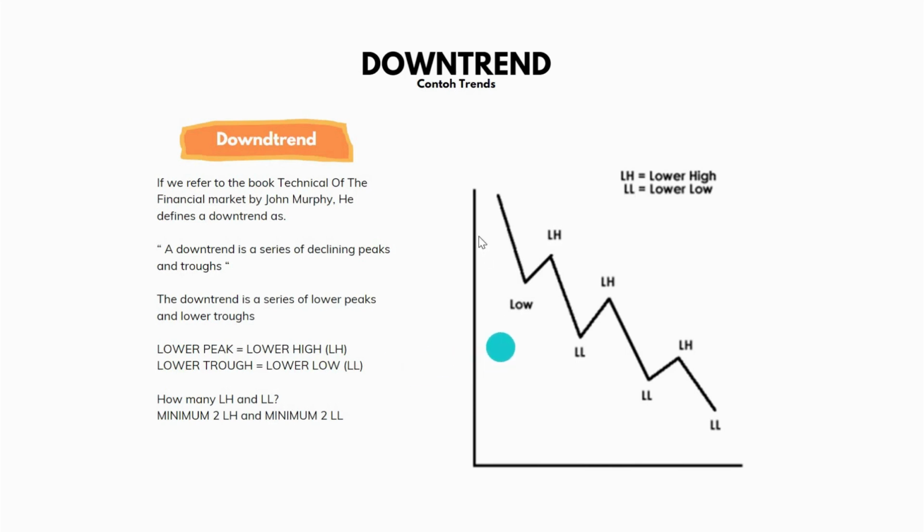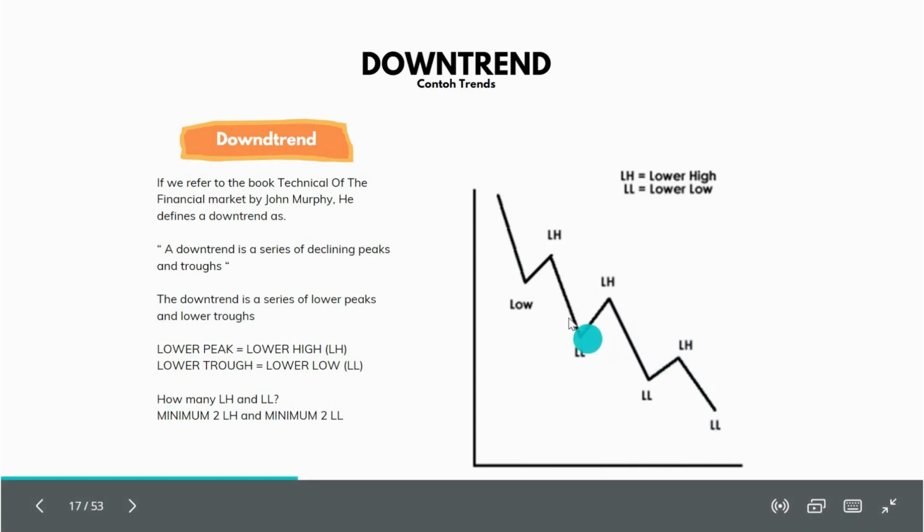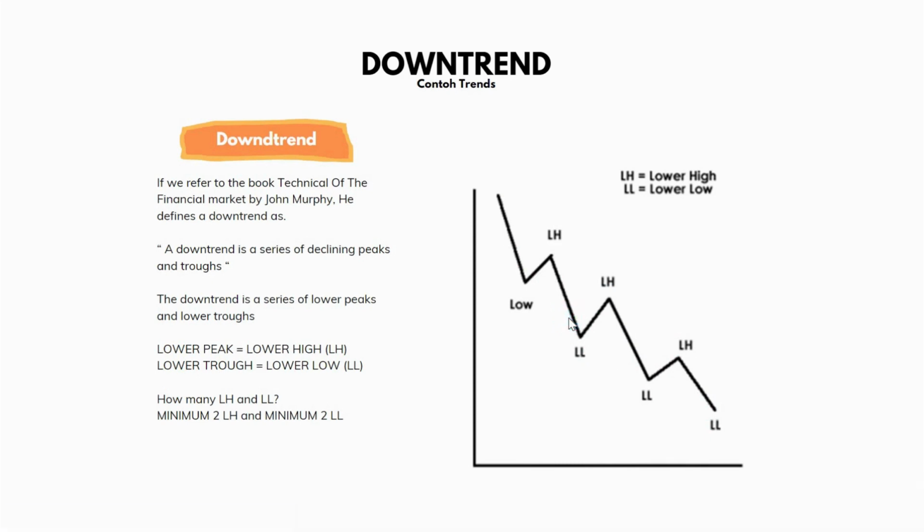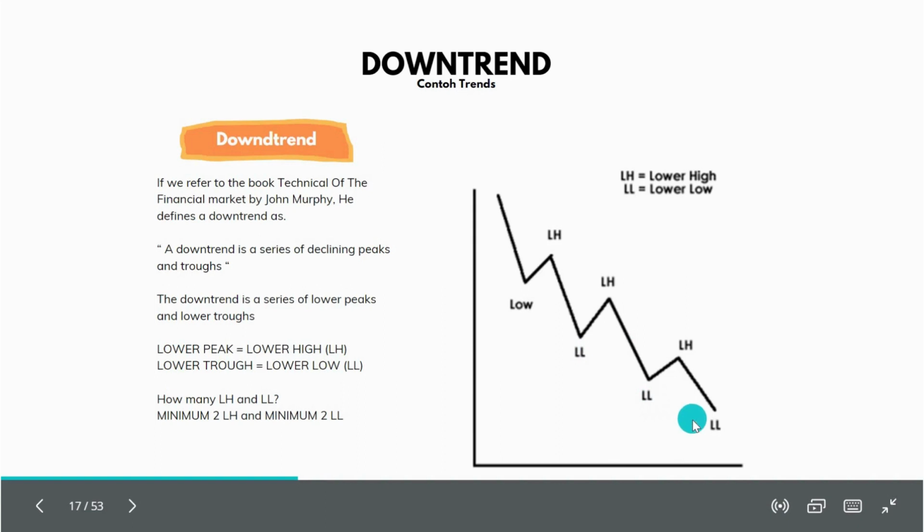Okay, see at this graph. This is downtrend. Why do we call it downtrend? Because you see, they make a low and then make a lower high first, make a lower low, and then make a lower high, and then a lower low, and then a lower high, and lastly a lower low. So, how do we identify there is a downtrend? Because they make more than 2 lower highs and more than 2 lower lows. This is lower high number 1, lower high number 2, lower high number 3. And this is lower low number 1, lower low number 2, and lower low number 3.